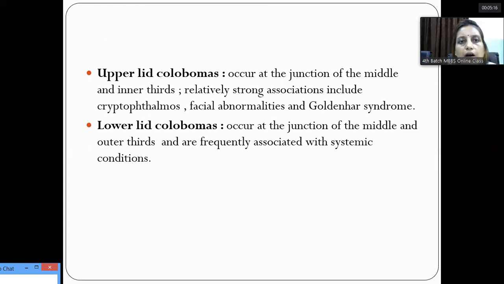So it can be an upper eyelid coloboma or a lower eyelid coloboma. Upper eyelid coloboma occurs at the junction of the medial and middle third. There are relatively strong associations with anophthalmos, facial abnormalities, or Goldenhar syndrome. So it's a quite common MCQ question. The site of the upper eyelid coloboma is the medial third, and its association is with Goldenhar syndrome. And the lower eyelid coloboma occurs at the junction of the medial and outer third, and is frequently associated with systemic conditions.